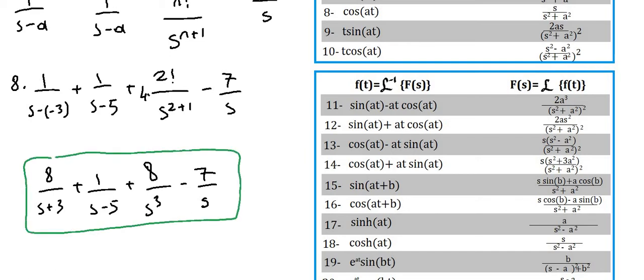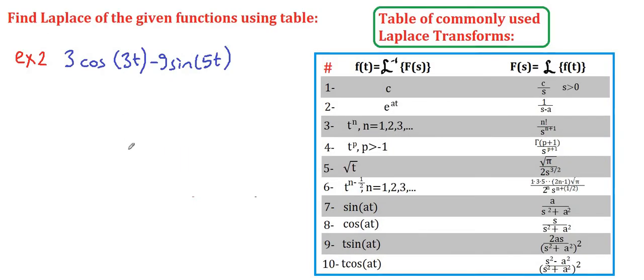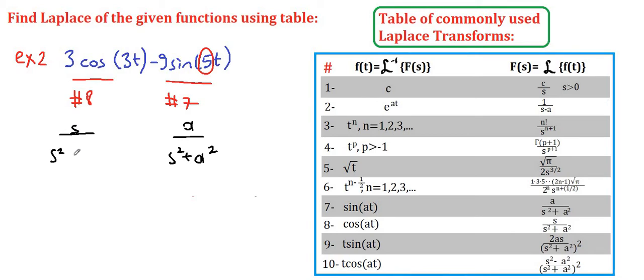Let's do another example. In this example, we're going to take the Laplace of cosine and sine functions. Laplace of sine is as in number 7 here, and Laplace of cosine is as in number 8 in the table. Laplace of sine is a over s squared plus a squared, and in our case, our a is 5 here. And Laplace of cosine is s over s squared plus a squared, and in our case here a is 3, so we can take the Laplace of these two functions.